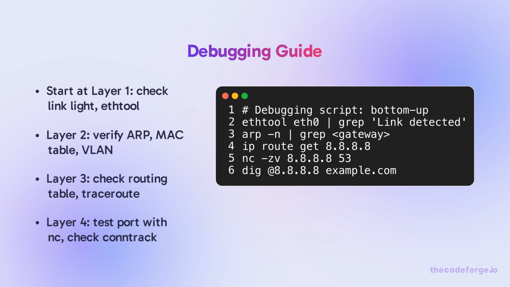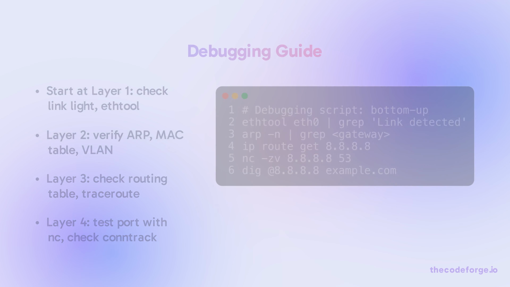When debugging a network issue, always start at the bottom. Check the physical link, then ARP, then routing, then port connectivity, and finally the application. This systematic approach isolates the failing layer quickly.